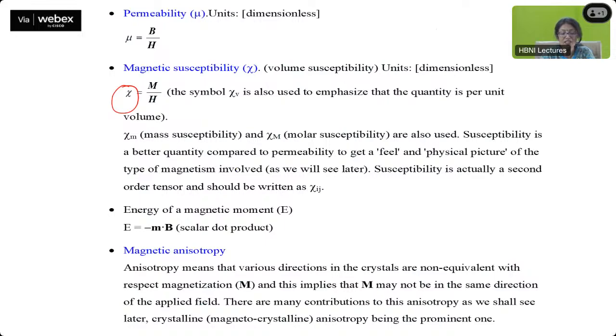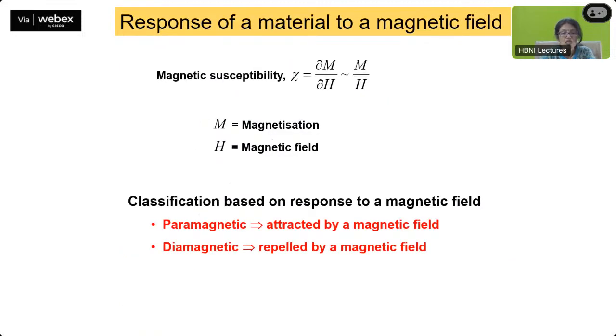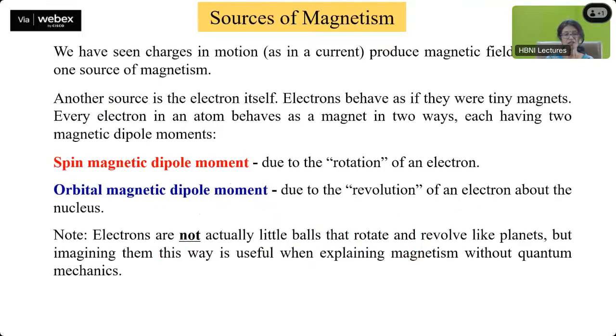Crystalline anisotropy, or magnetocrystalline anisotropy, is the most prominent among them. Now coming to the response of a material to a magnetic field, this is known as magnetic susceptibility, which is delta M by delta H, or given as M by H, where M is magnetization and H is the magnetic field. If you classify materials based on their response to a magnetic field, you have, broadly, two types: paramagnetic, which is attracted by a magnetic field, and diamagnetic, which is repelled by a magnetic field.